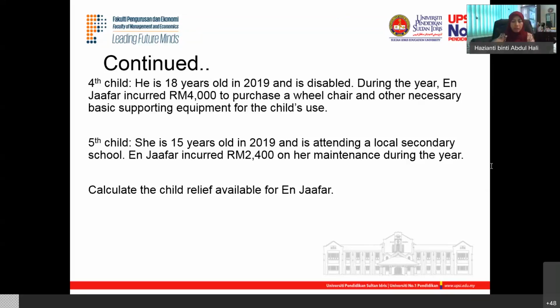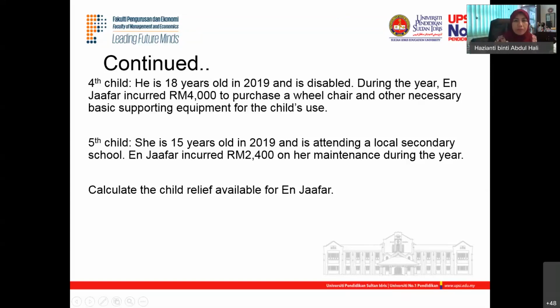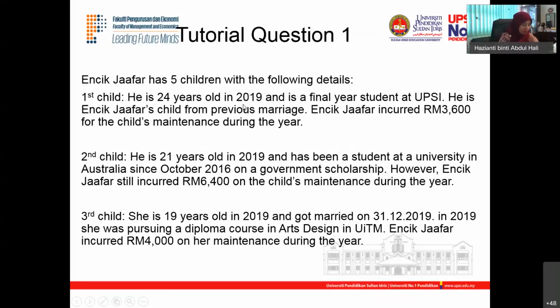Right. So let's look at one by one. So the first child, 24 years old, final year student. So how much do you think is the child relief for this one? 8,000. Okay. Any other answer? Can the father get the child relief for his first child? So this child, even though he is more than 18 years old, but he studied at a university, so the father can claim a child relief of 8,000 for the first child.